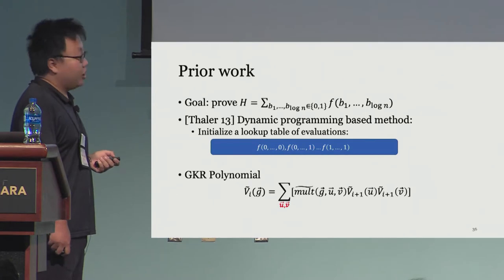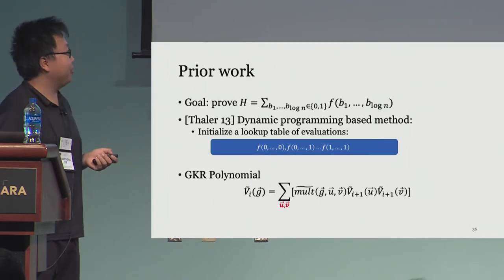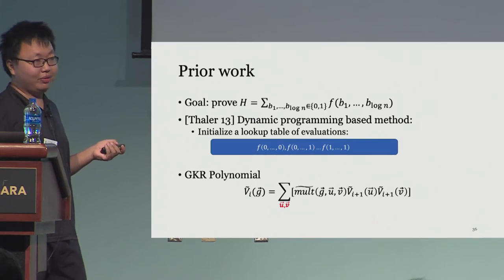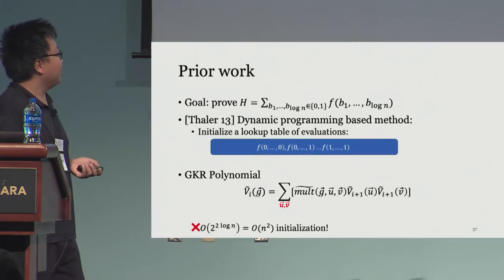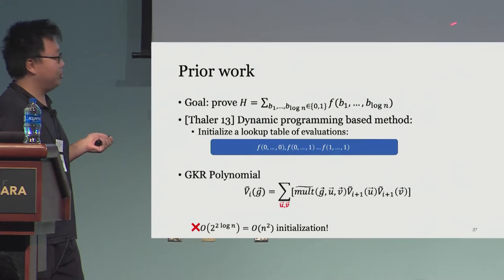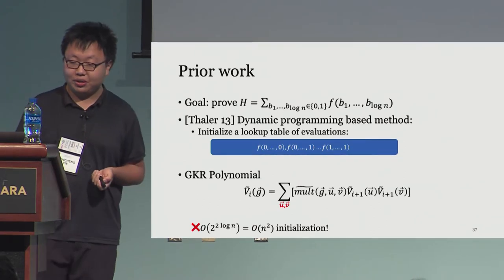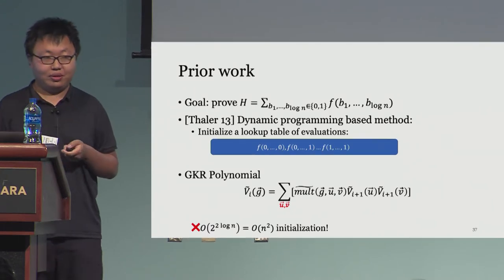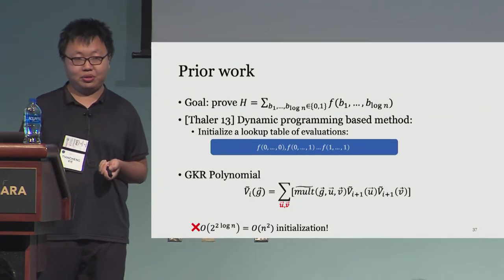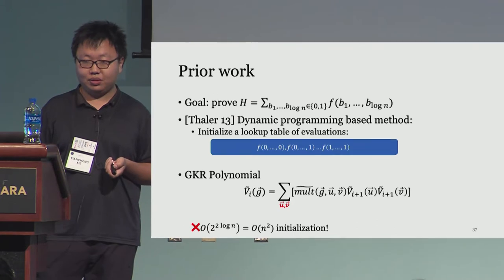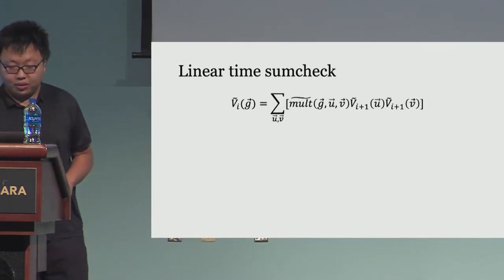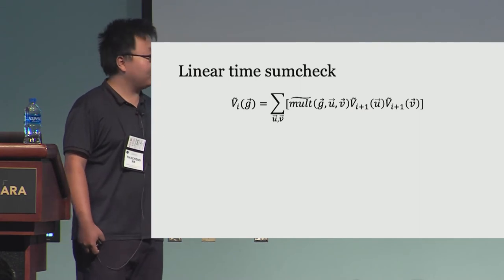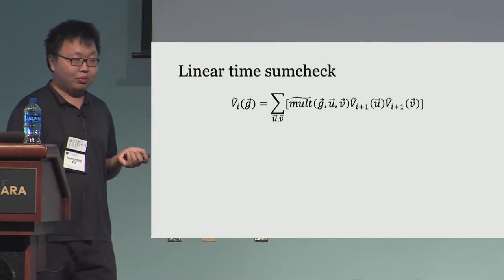However, in the GKR polynomial, it's not efficient because we have two variables, and each of them has log n variables. So in total, it's 2 log n variables, which gives a table of size n squared, and the initialization is n squared. So this is not efficient for practical use. In our paper, we propose a new way to address this problem based on the protocol proposed by Thaler.